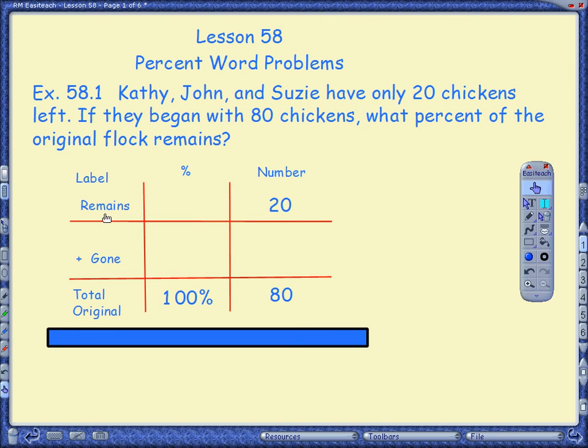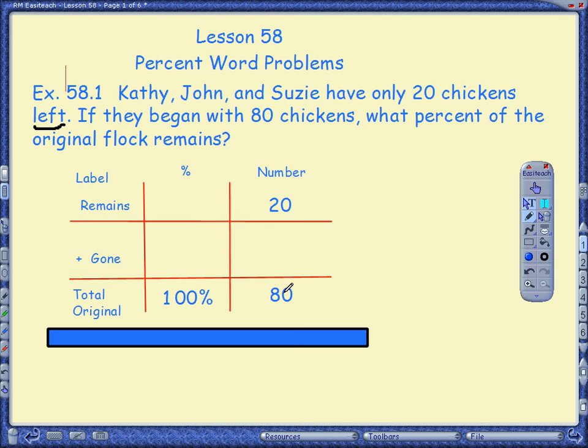So it says remains. There were 20 chickens that remained, that were left in the flock. This is the important word here, left. Remains means left. So 20 were remaining. They started with 80. That means right away this is the total or the original number.